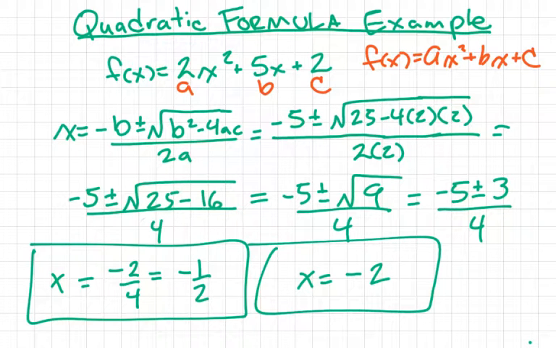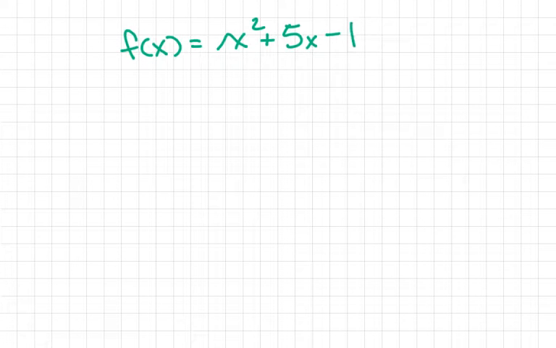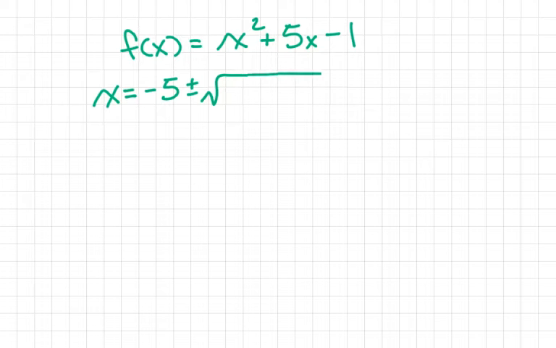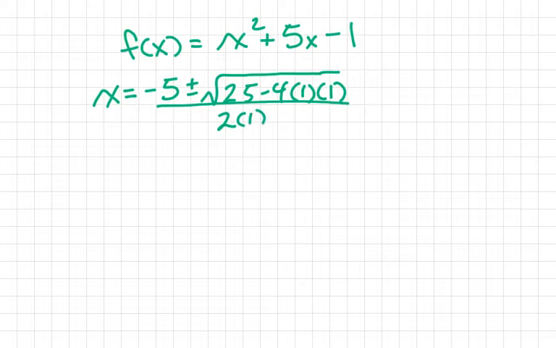Let's try to get one that doesn't have rational solutions. Okay. f of x is equal to x squared plus 5x minus 1. Okay. Let's see what we got here. I'm going to plug it into my formula. x is equal to negative b, which is going to be a negative 5 again, plus or minus the square root of 5 squared, so 25, minus 4 times a times c, all over 2 times 1.